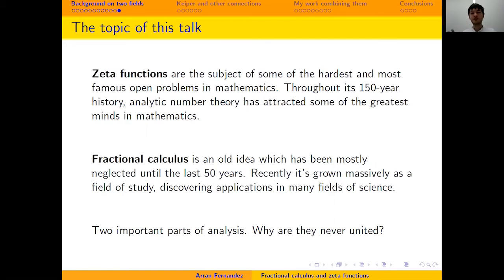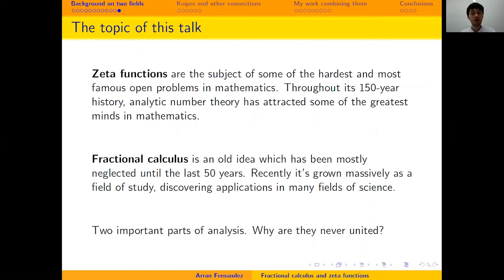So as a mathematician, as an analyst, we can look at both of these, zeta functions and fractional calculus. We can say these are two important parts of analysis. So why are they never united? Why has nobody studied zeta functions from the fractional point of view or applied zeta functions in fractional calculus? Why not bring these two fields together? Of course I say never, and it's not quite never, because they have been united sometimes, but very rarely, much more rarely than you would expect. So that's what I'm going to cover in this talk. I can give you an overview of all the times that these two have been brought together, and all the people who have worked on uniting these two topics.